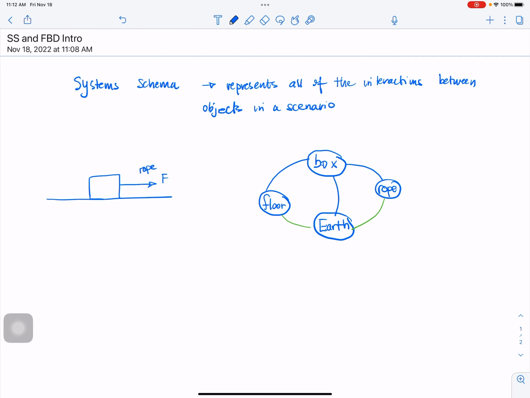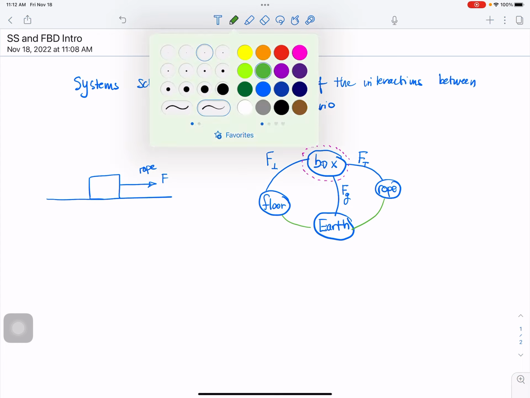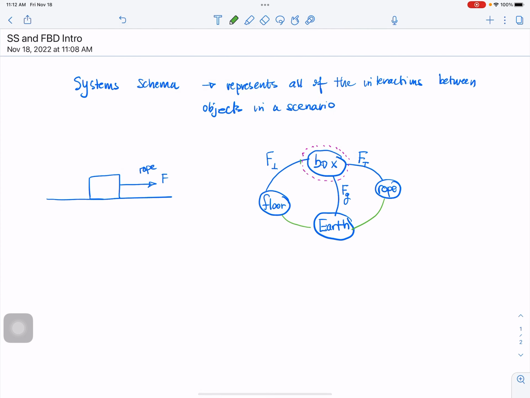The next thing you want to do is label the type of interaction. With the earth, this is the force due to gravity, so we'll do Fg. Box and rope, we have tension force, Ft. And box and floor, this is the normal force that is perpendicular, so we label that with the perpendicular force. The last thing you do is identify which object you're studying. In this case, we're looking at forces acting on the box, so you put a boundary around it. Then count the number of interactions. I've got 1, 2, 3 interactions.